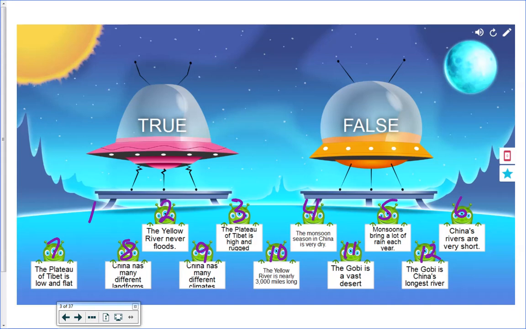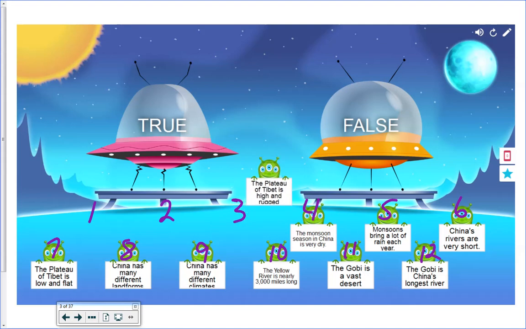Number 2, the Yellow River never floods. Well, if the Yellow River never flooded, then there would be no silt. If there was no silt, there'd be no fertile soil for the hunters and gatherers to settle in. So that has to be false. Of course the Yellow River floods. There's 1 and 2. Number 3, true or false? The plateau of Tibet is high and rugged. Well, all plateaus are high, and the plateau of Tibet is exceptionally rugged. So that's a true statement.